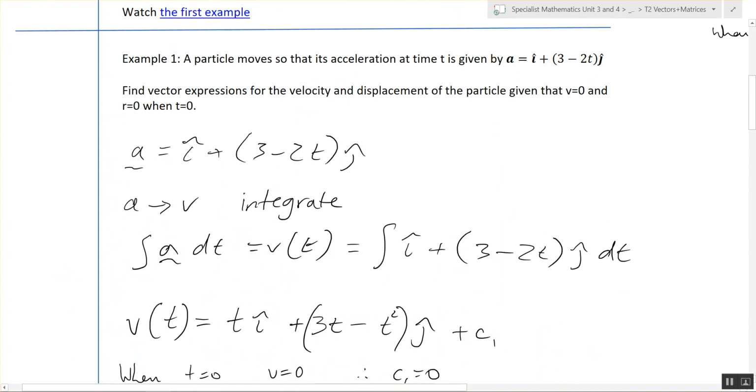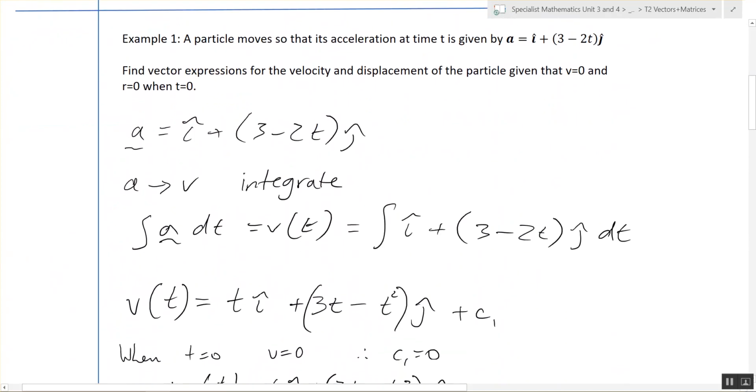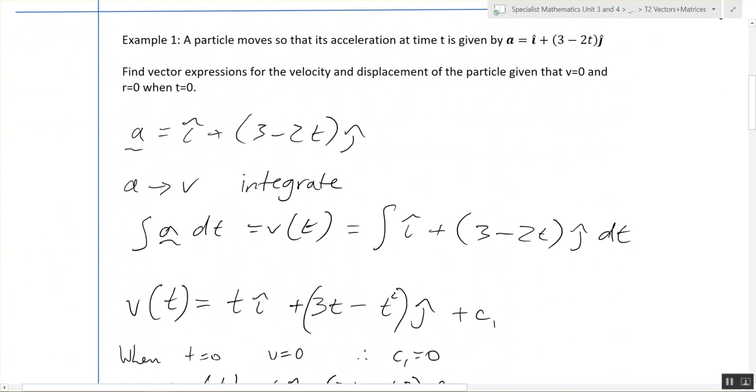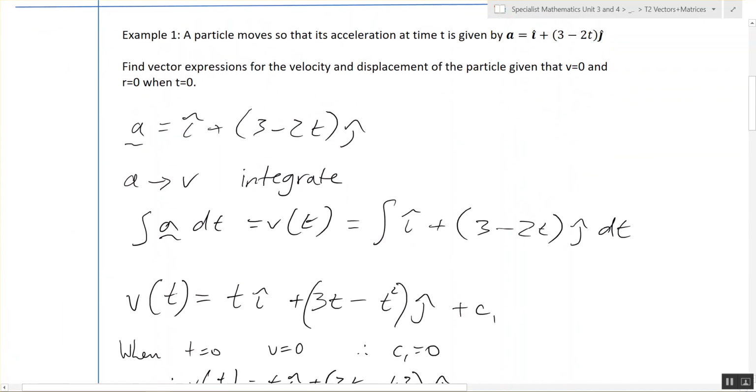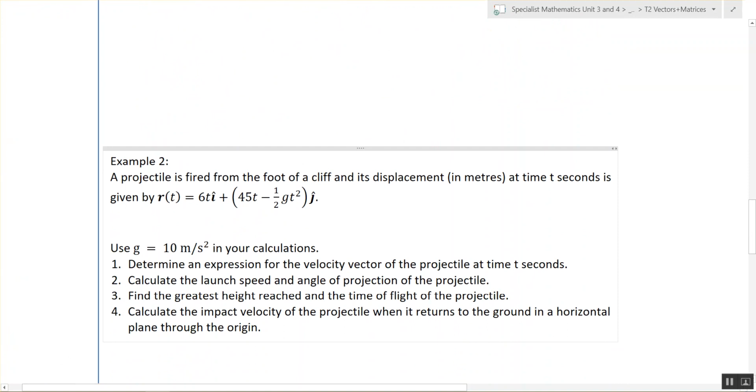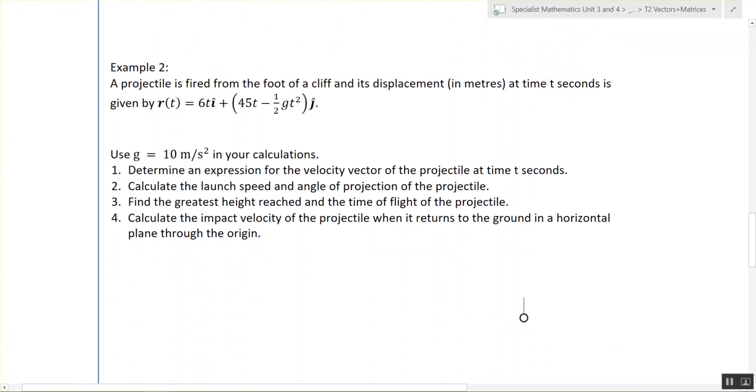No, it gave us the acceleration. Yeah, and then we integrated to find the displacement. Okay, this time it's given us displacement. It's given us a gravitational constant for acceleration. It also wants us to first find the velocity. So we're going from displacement to velocity.